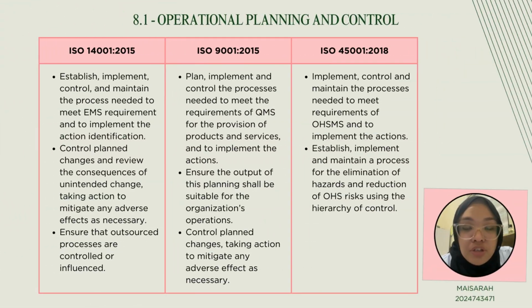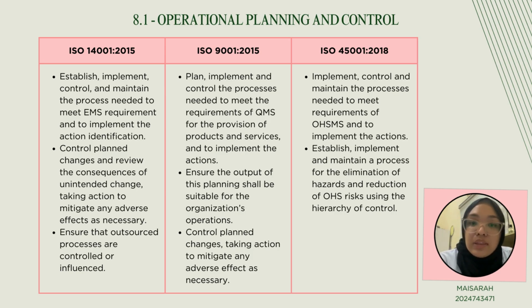Next, for operational planning and control, for 8.1, ISO 14001, the organization should establish, implement, control, and maintain the processes needed to meet environmental management system requirements and to implement the actions identified. Next, control planned changes and review the consequences of unintended changes, taking action to mitigate any adverse effects as necessary. Next, ensure that outsourced processes are controlled or influenced.